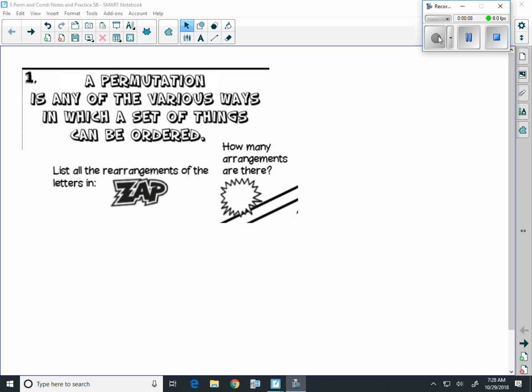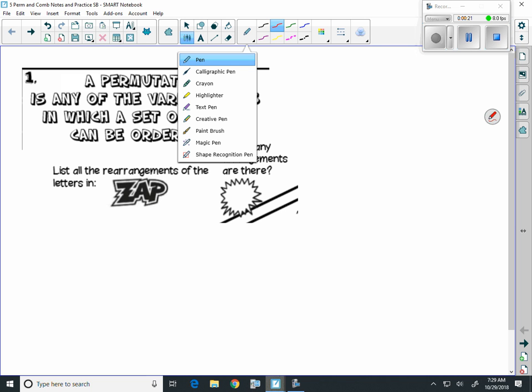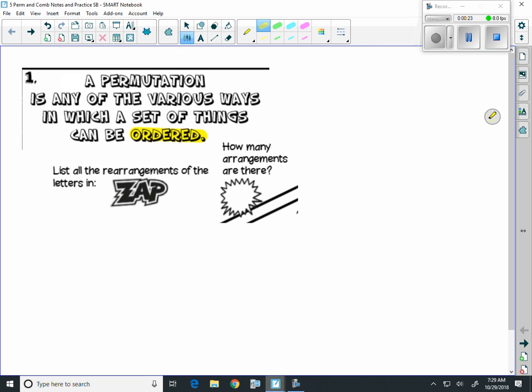So let's take a look at number one. Okay, number one, we're talking about permutations on the front of this sheet. And permutations, there's one thing that you really, really need to know about a permutation. They're ordered. Order matters. So if you want to make a little note there, order matters for permutations.